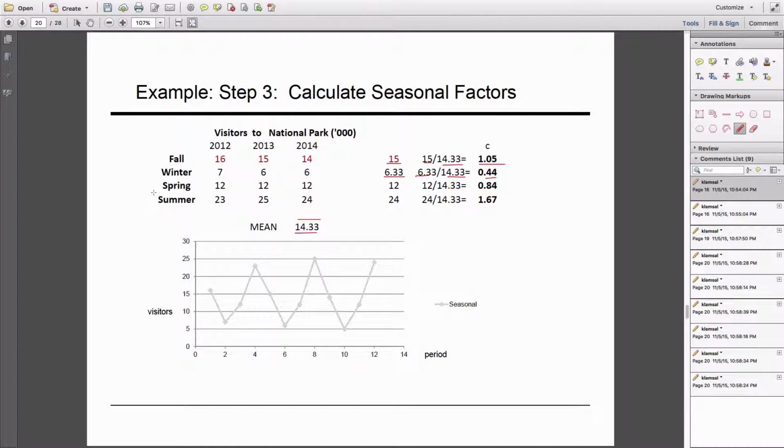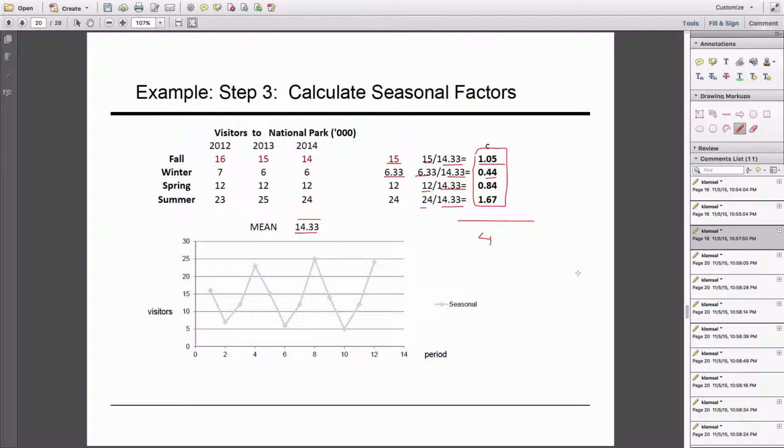All right. For spring, it's 12 divided by 14.33. For summer, it's 24 divided by 14.33. Okay? All right. Now, the point I was trying to make is, if you add all these seasonal factors, this would add up to be 4.